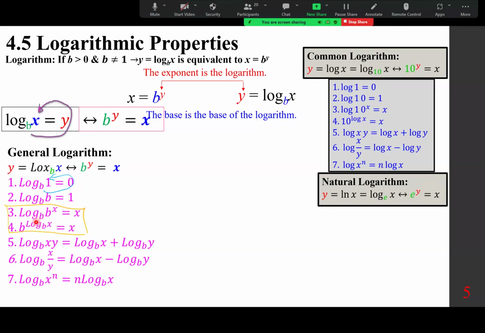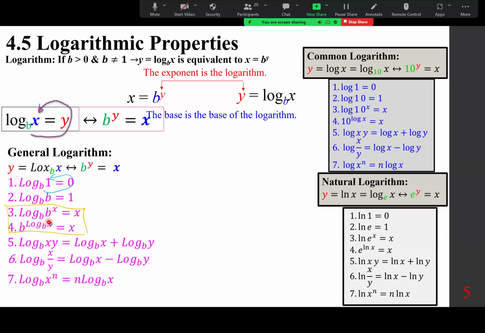The third one says log base b of b to the power of x, because when we write ln, that means e, so it must be ln of e to the power of x, which is x. This one, the base is e, so e to the power of ln x equals x. Take a look at the first 4, as I mentioned. And then 5, 6, 7, instead of log, just write ln. It's the product rule, the quotient rule, the power rule.